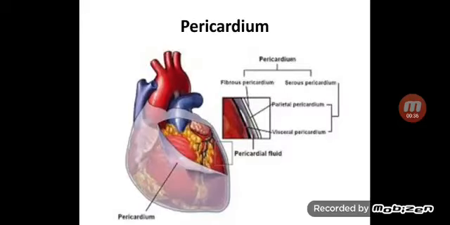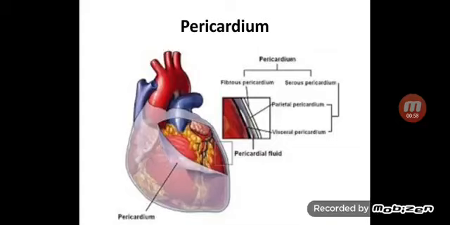Pericardium. As you know, the pericardium is situated in the middle mediastinum. It surrounds or encloses the heart. The pericardium is a fibroserous sac surrounding the heart and the roots of the great vessels.